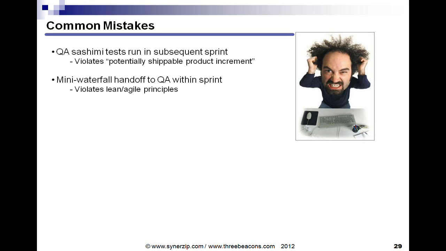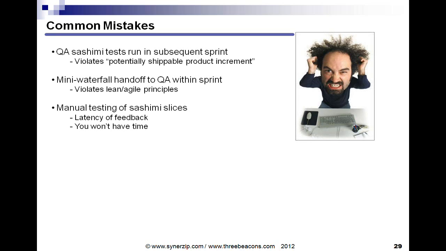Another common mistake is doing a mini waterfall handoff to QA within the sprint, and this violates the lean and Agile principles. Definitely think of QA as an integral member glued to the hip of the software developer, even watching over their shoulder, anticipating what the code might look like and preparing automation, and then a seamless transition of that software code into the automation environment, as opposed to a miniature waterfall with handoffs.